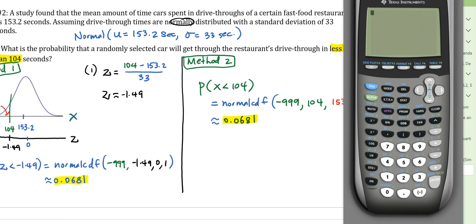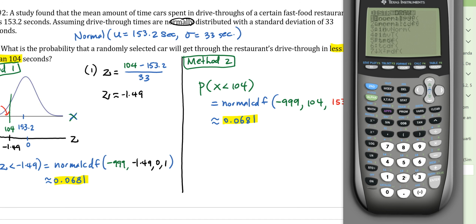On your calculator, let's do it. I'm going to do the one that converts to z first, and do the other one after that. Go to second vars, go to normal CDF. My lower bound is negative 999. My upper bound is negative 1.49. That's my z-score, so z has a mean of 0 and standard deviation of 1, standard normal. Enter that in my calculator and I get 0.0681 approximately.